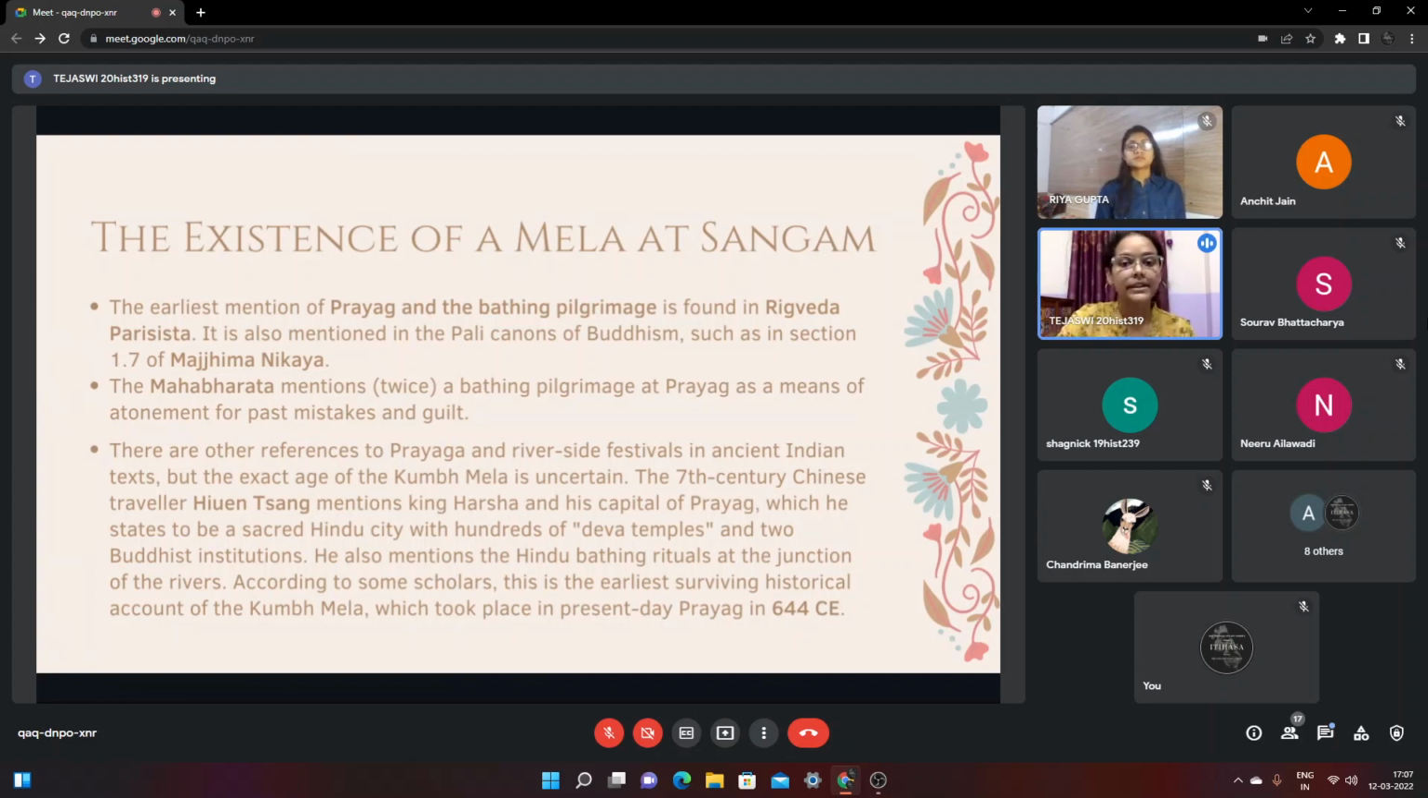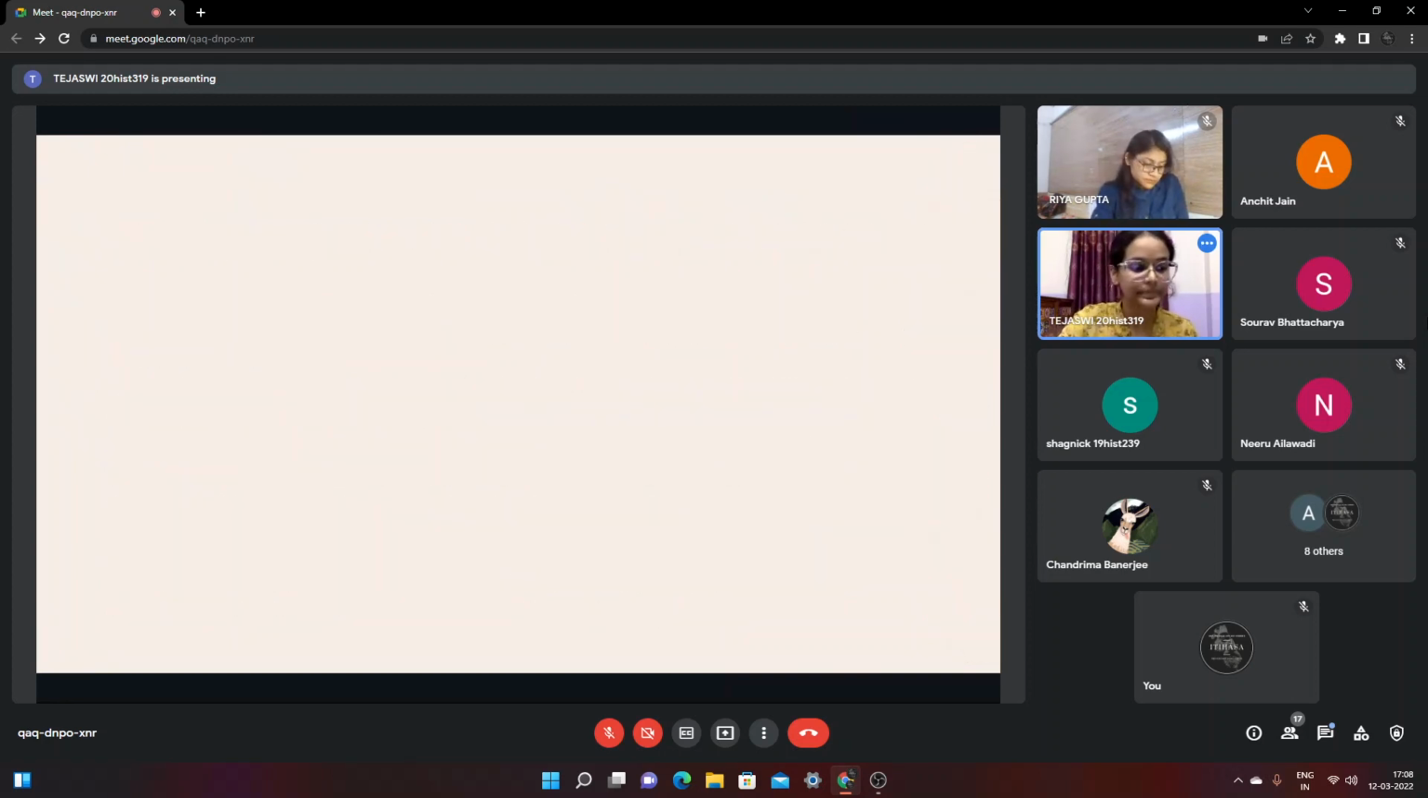There are other references to Prayag and riverside festivals in ancient Indian texts, but it is only in the text of Hiuen Tsang during 644 CE that we hear about King Harsha and his capital Allahabad, Prayag, which he states is a sacred Hindu city with hundreds of Dev temples and two Buddhist institutions. And it is here that the first mention of Kumbh Mela takes place, in present day Prayag.